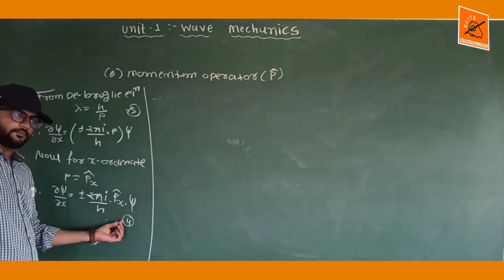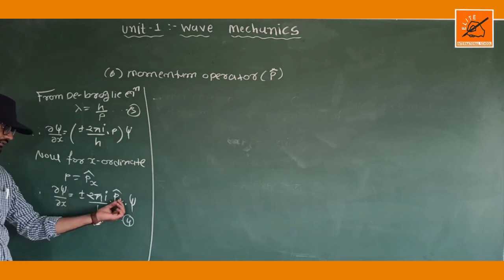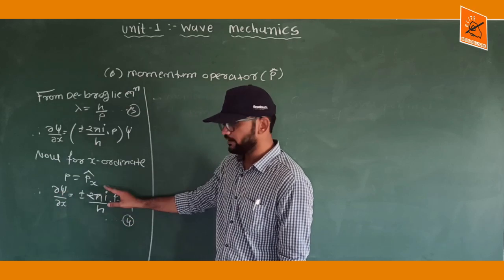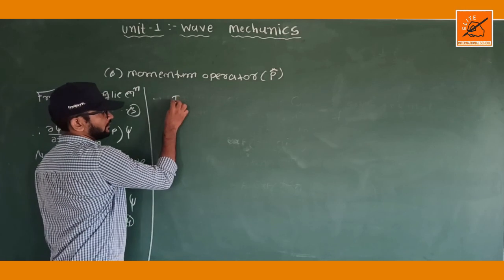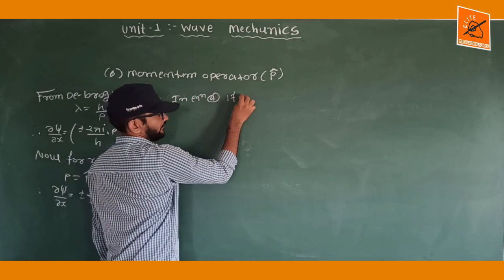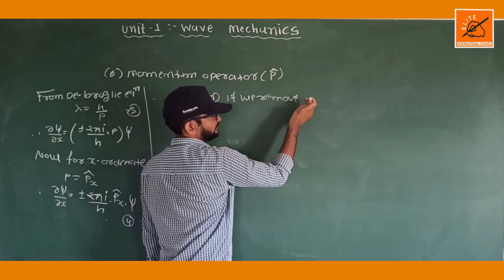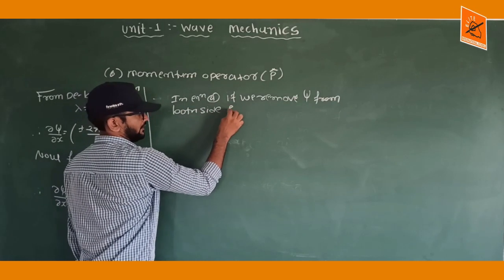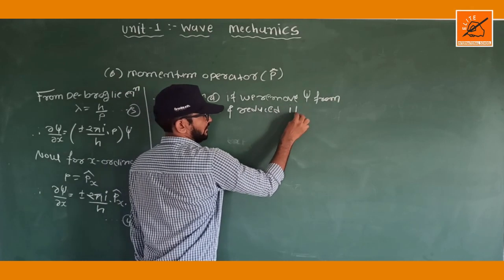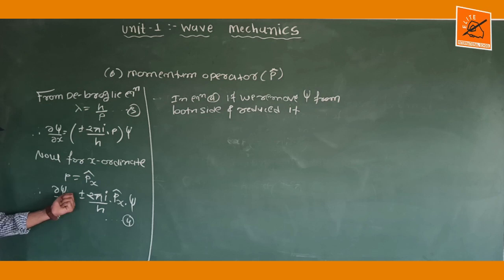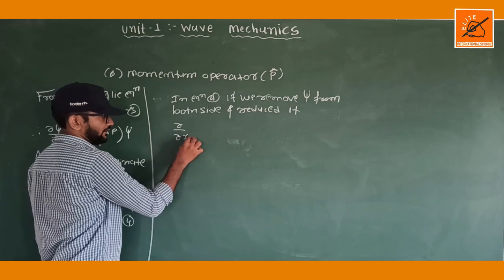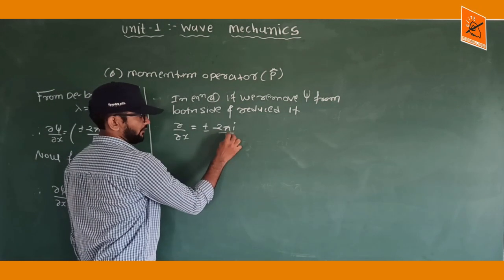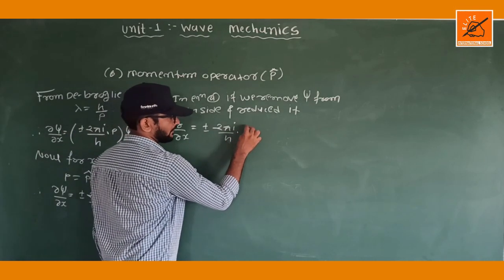So now in equation 4, if we remove sine from both sides and reduce it, equation 4 will become d by dx, sine is removed, then d by dx is equal to plus or minus 2 pi i upon h into p cap x.